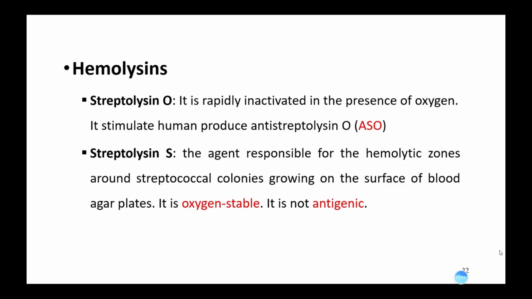Just keep in mind this term ASO, because later we'll talk about how to check the presence of ASO in human blood. We will talk about that in detail later.